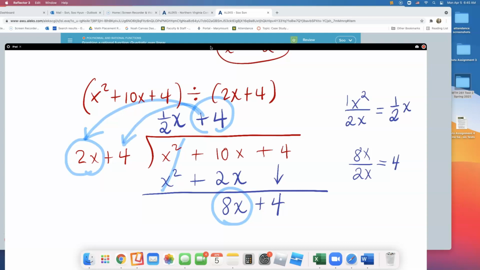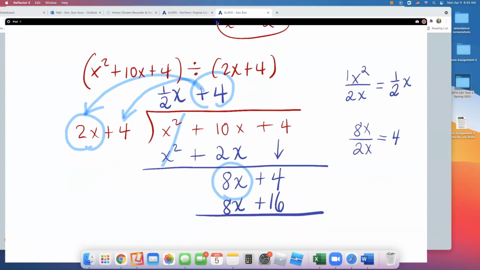And now honestly I can stop here because I got what I need. But if I try to finish this up a little bit, I'll have 8x plus 16. And then if I subtract, one second.